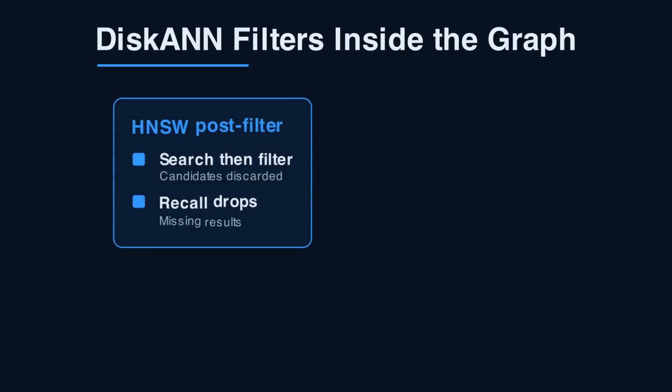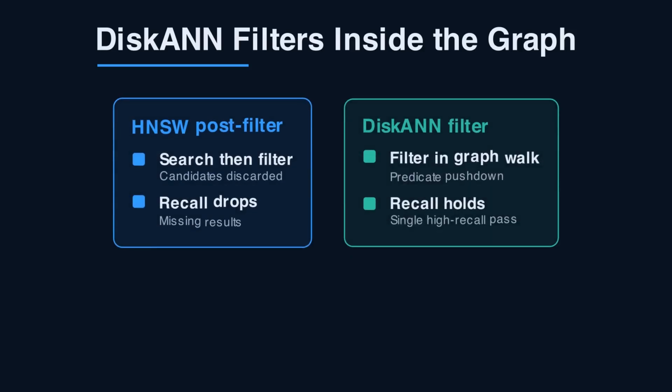DiskANN advanced filtering fixes it. It pushes your predicates into the graph walk. The traversal keeps going until it fills your limit with rows that pass the filter. One pass, one SQL query, high recall over millions of vectors. No overfetch hacks, no shrinking your result set.